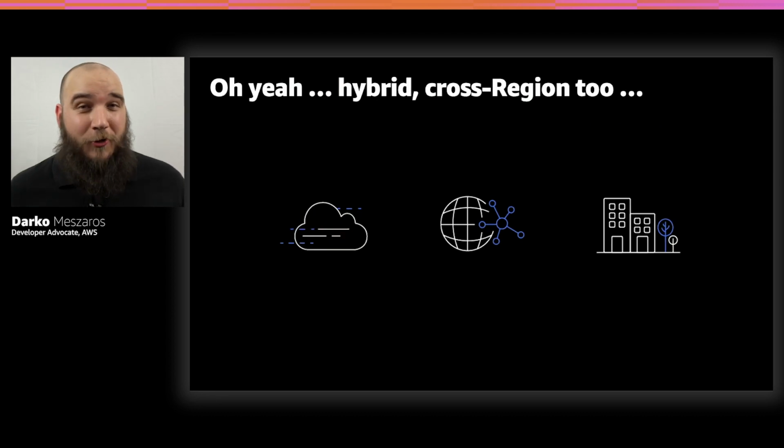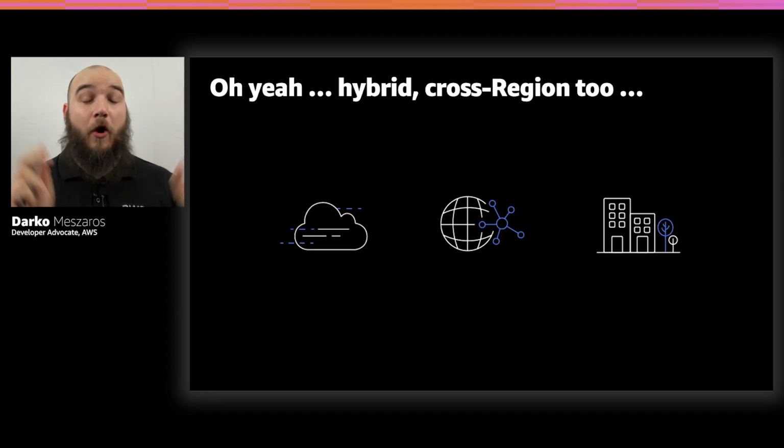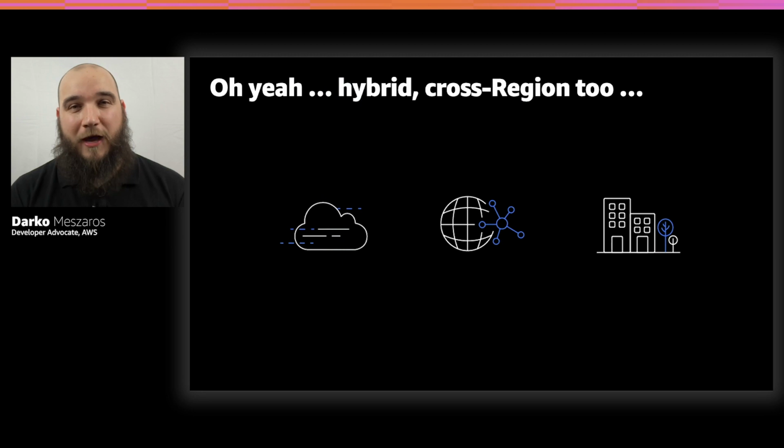Oh yes, it also works in hybrid too, cross-region, all of the bells and whistles that you want to have. In your donut empire, you wish to do these things in multiple accounts, multiple regions, because that's the way you do it. Of course, that's all supported by AWS Systems Manager.